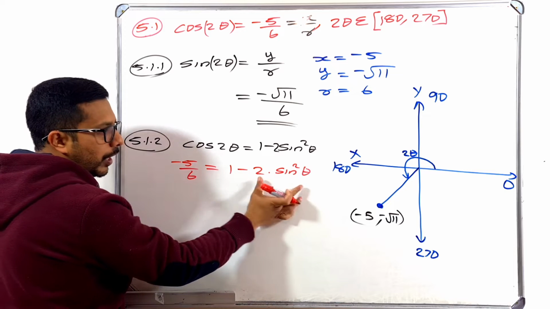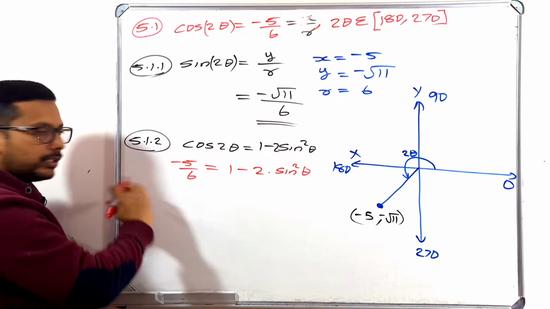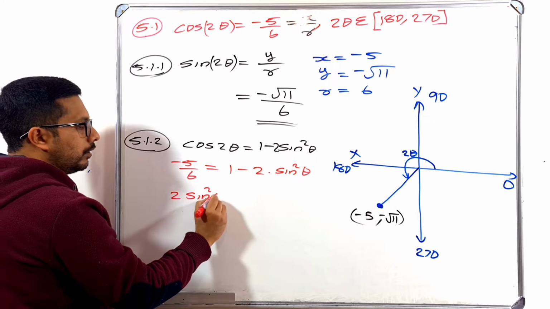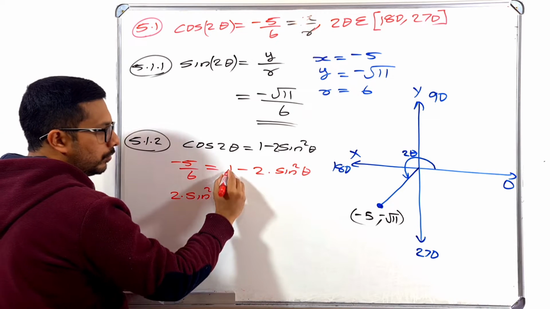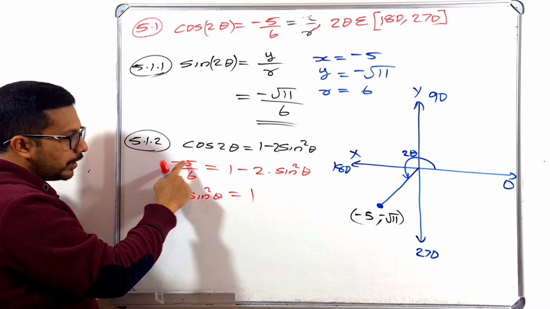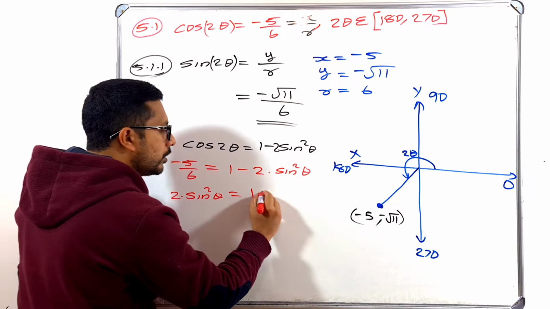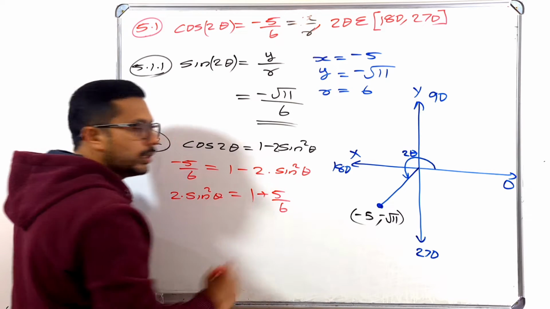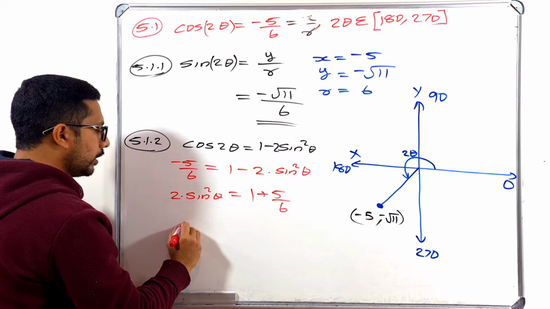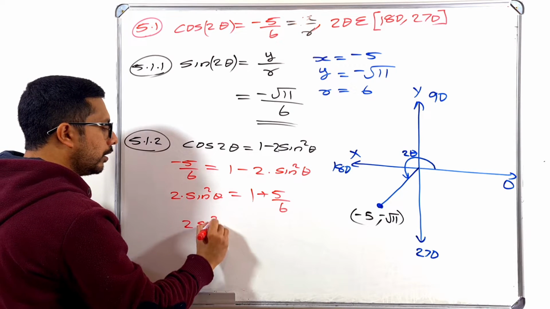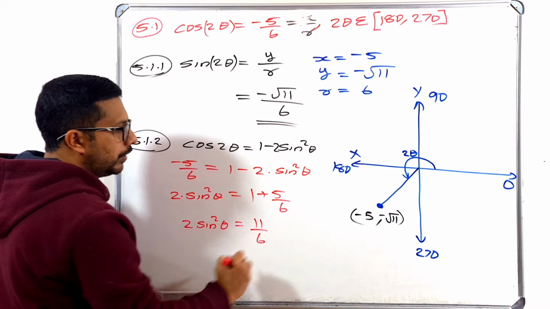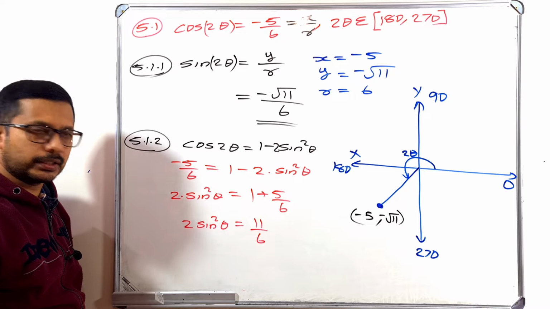So here this minus on the right side, on the left side it is positive. So it is positive 2 sine square theta is equal to, this 1 is already on the right side. Take this minus 5 over 6 to the right side, so it is going to be plus 5 over 6. So check in your calculator, what is the answer for that one? 2 sine square theta is equal to 11 over 6. You can check in your calculator.